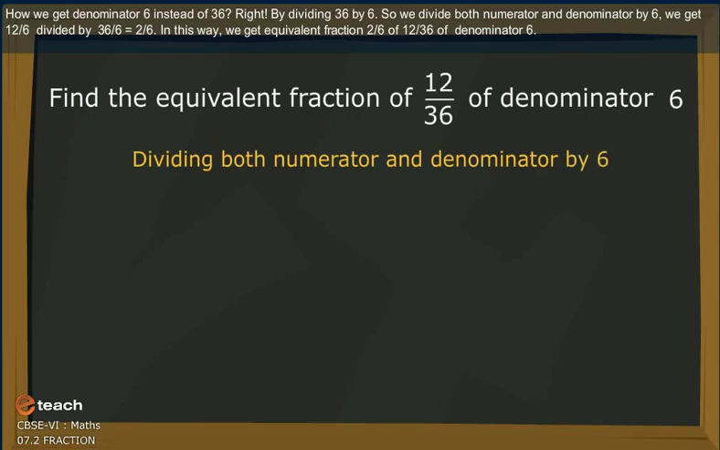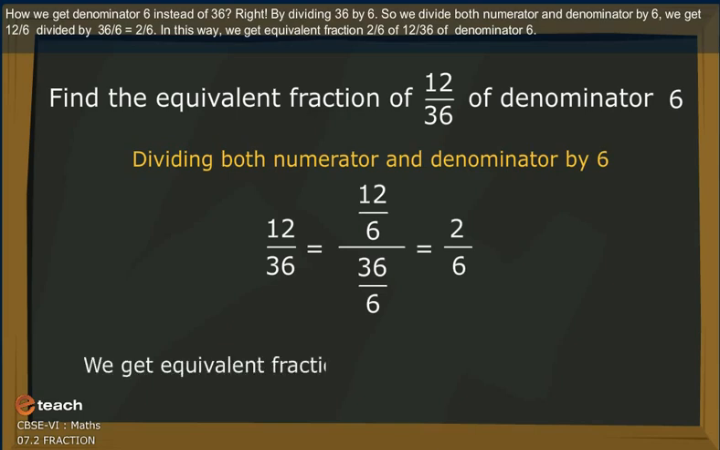So we divide both numerator and denominator by 6. We get 12 divided by 6 over 36 divided by 6. That is equal to 2 by 6. In this way, we get equivalent fraction 2 by 6 of 12 by 36 of denominator 6.